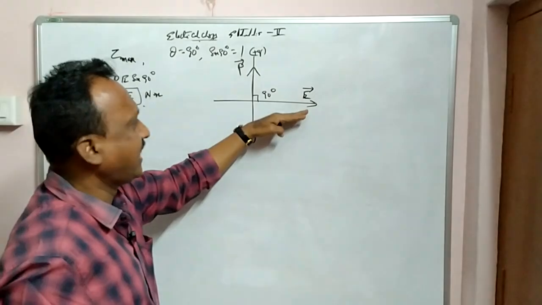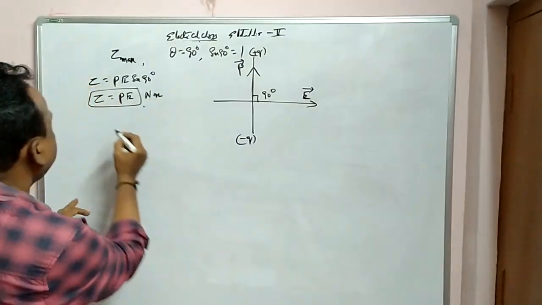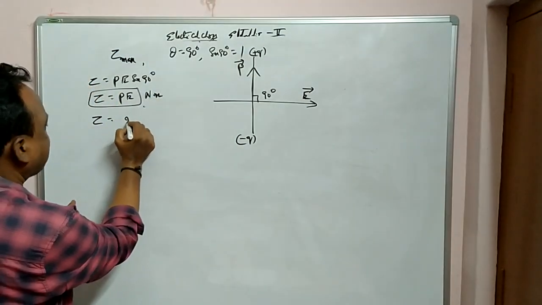Electrical dipole moment and E. So sin 90 is 1. Therefore torque is equal to maximum.